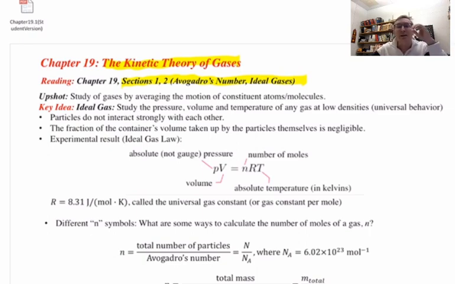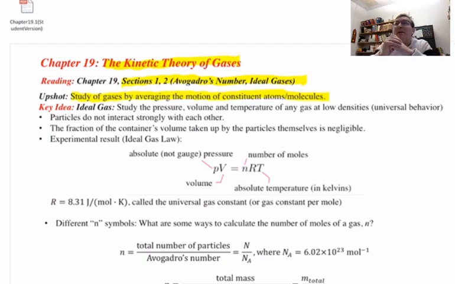And it turns out that you can calculate those things, as well as measure them, but you can calculate them by looking at an average kind of behavior of all the atoms and molecules. And that's what this chapter is about. And you'll see how we do that in a future video lecture. But the point then is kinetic theory is about studying gases by averaging the motion of its constituent atoms and molecules.